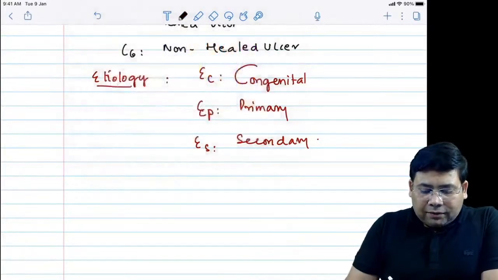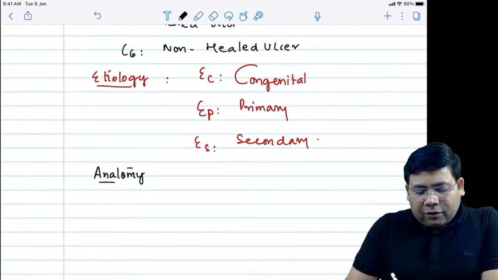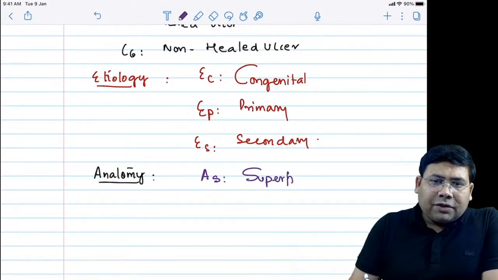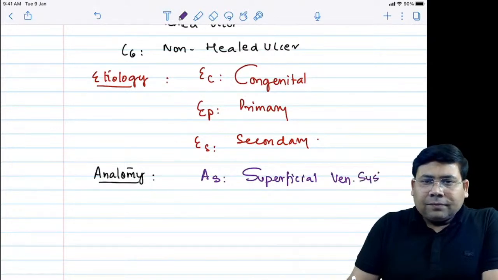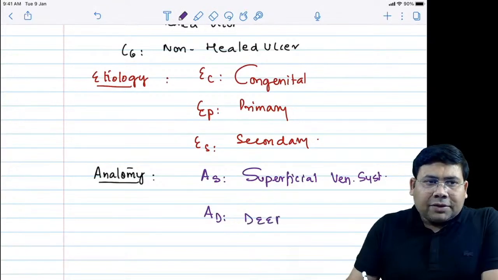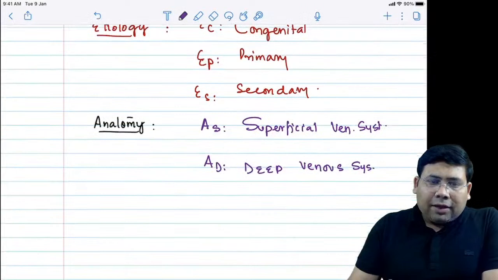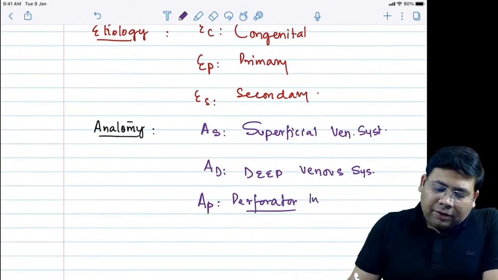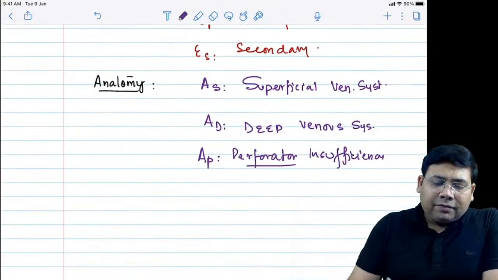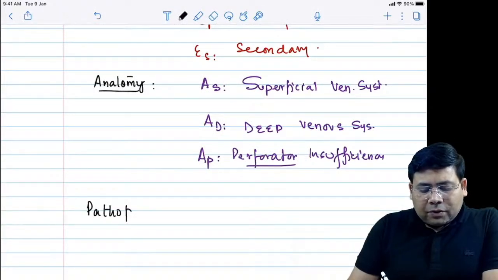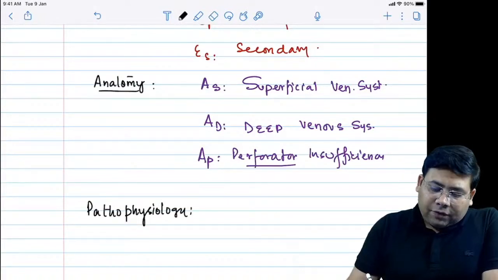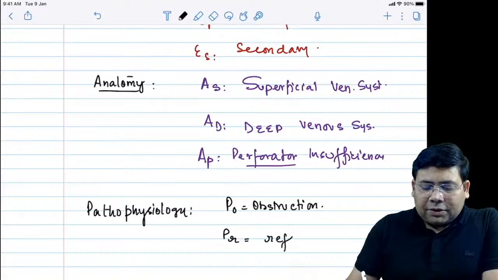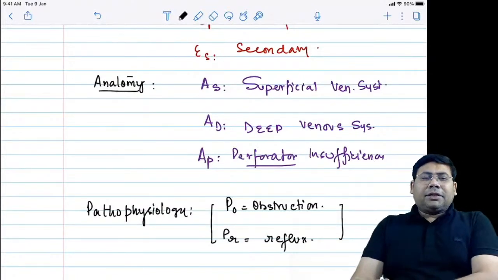So EC, EP, ES. Then we have A. A stands for anatomy. When we talk about anatomy, what are the important places where this can happen? We have AS, the superficial venous system. Then we have AD, the deep venous system. And then we have AP, the perforator insufficiency. Students, we also have P, which stands for pathophysiology. We have PO, that is obstruction, and PR, that is reflux.